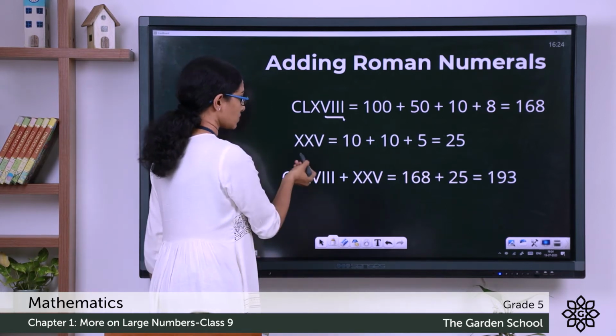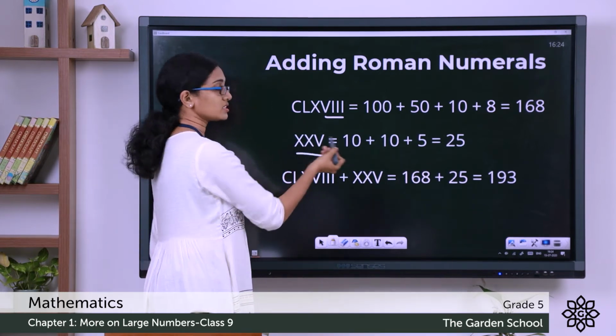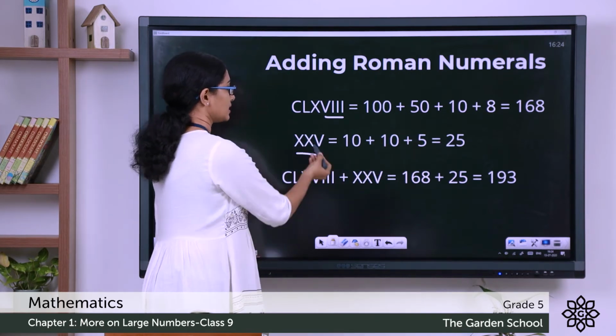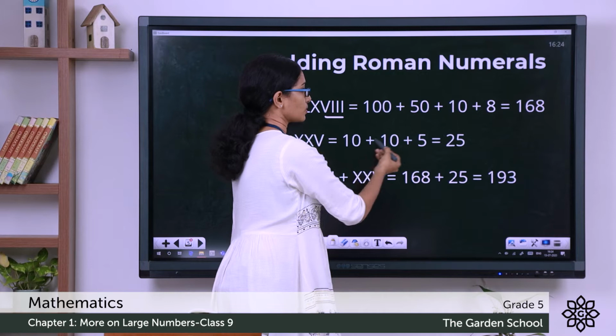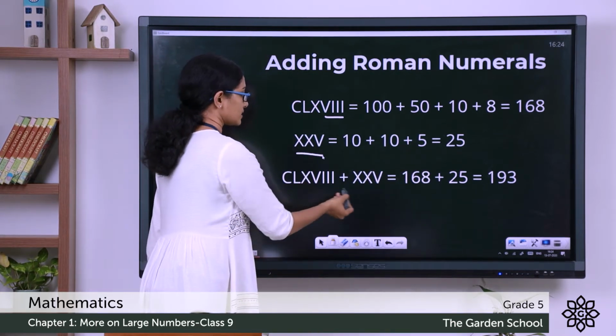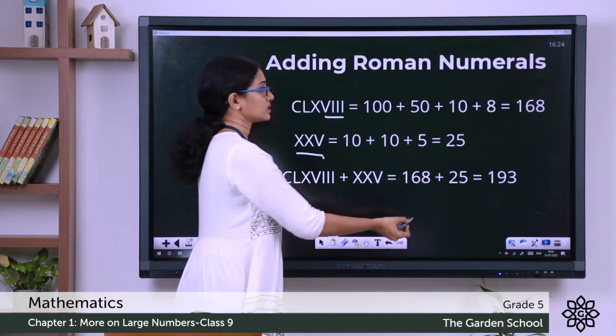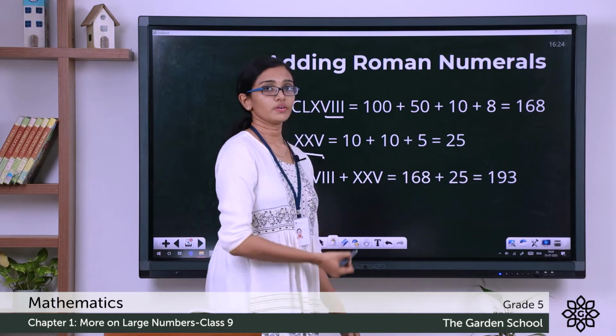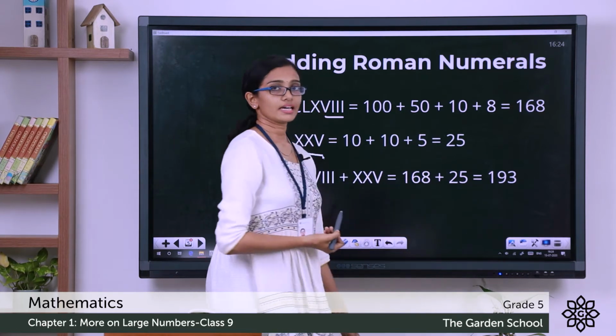Now the second Roman numeral was this one. So this equals X, and X represents 10, plus 10, then 5. So total we have 25. So this was our question: this plus this equals this value plus this value. 168 plus 25 equals 193.